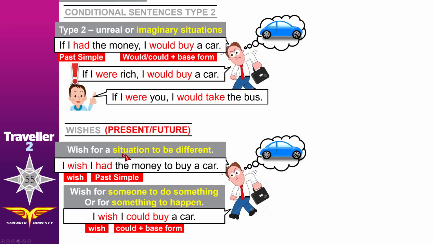if you wish for a situation to be different. The man doesn't have the money. That is his situation. In here, he wishes for himself to do something. To go and buy a car is something that you do, right? So if you wish for a situation to be different, you use the verb in the past. If you wish that you or someone else could do something, use could plus a verb in the base form.